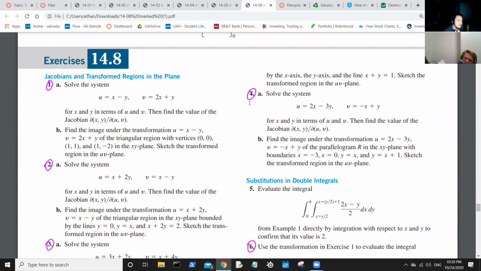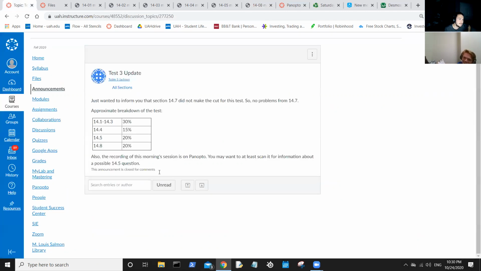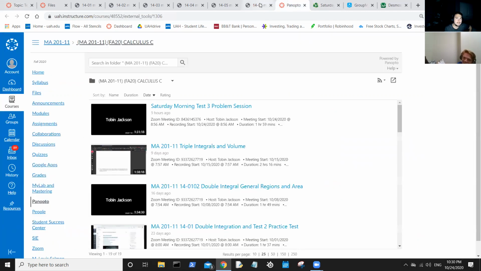All right, Jacobian and transformed regions. Let's see if I email him, like, yo, bro, it's another 15% of the test. I'm terrified. I mean, he did say approximate breakdown, but who knows?